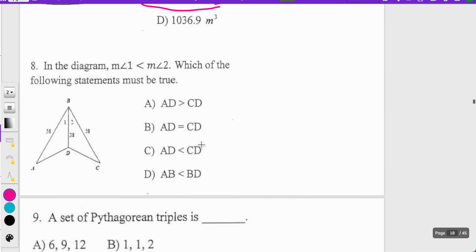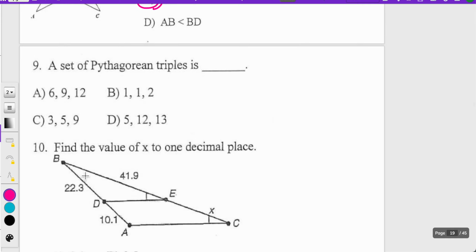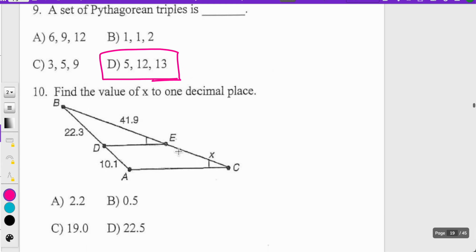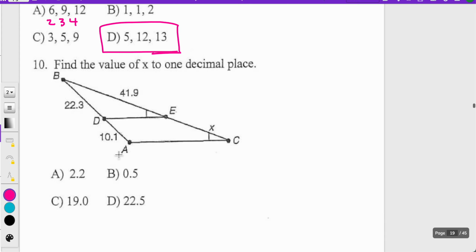On the next page, in the diagram, the measure of angle 1 is less than the measure of angle 2, so which of the following statements must be true? If the measure of angle 1 is lower than the measure of angle 2, then that means AD should be less than CD, which is option C, because those are across from angles 1 and 2. A set of Pythagorean triples is going to be 5, 12, and 13, letter D. These, if you simplify, this is a 2, a 3, and a 4, and that's not a Pythagorean triple.